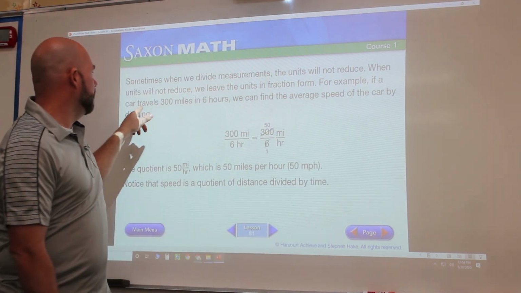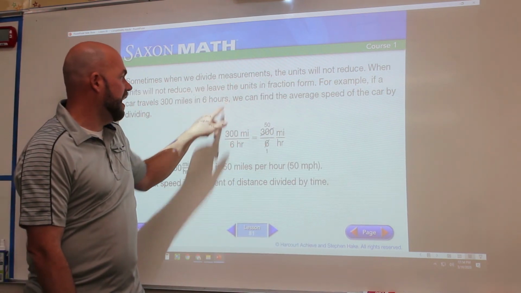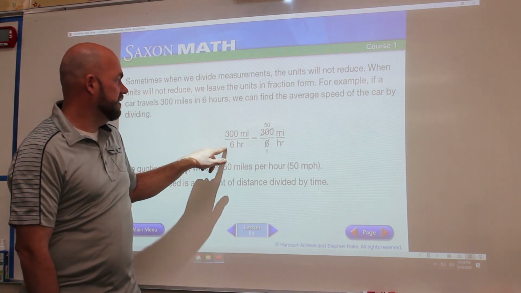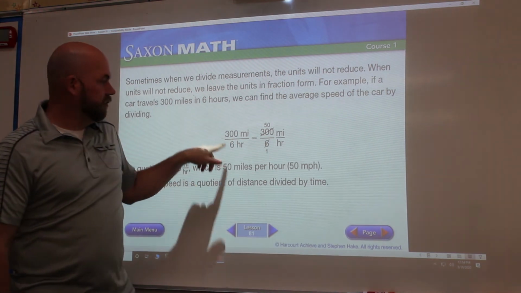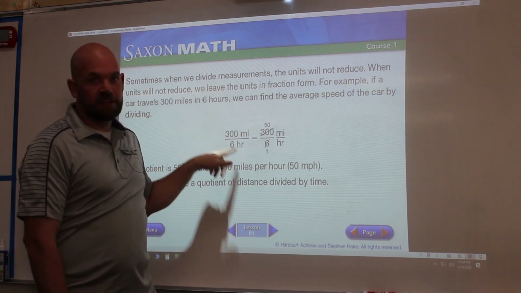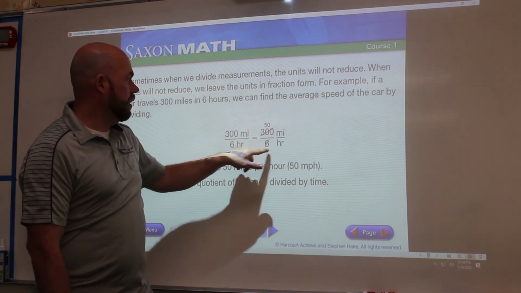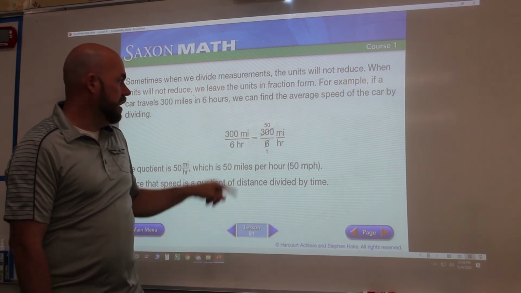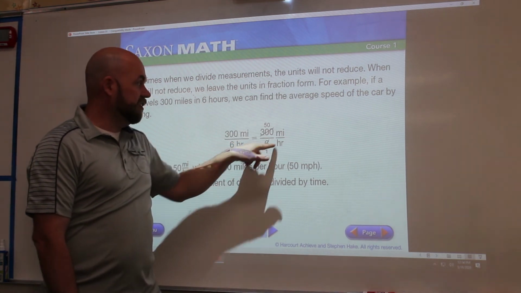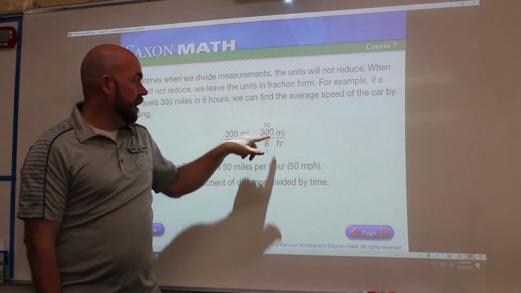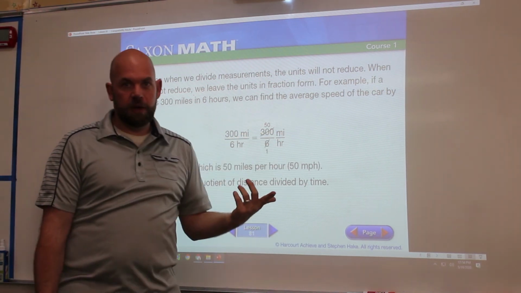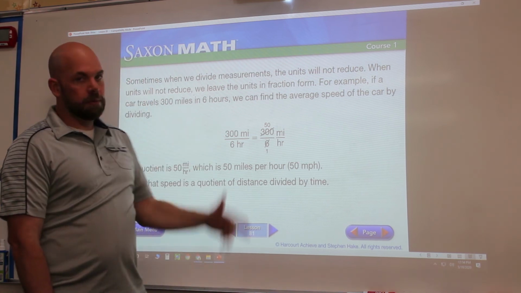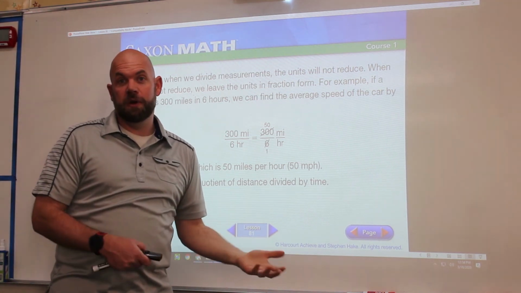So for example, if a car travels 300 miles in 6 hours, we can find the average speed of a car by dividing. So the 300 divided by 6, we'll just cancel that out or reduce. So 300 divided by 6 is going to give 50. And then miles over hour, we just leave it as miles over hour. So then our answer is 50 miles an hour. So if you can go 300 miles in 6 hours, you're driving at 50 miles an hour.